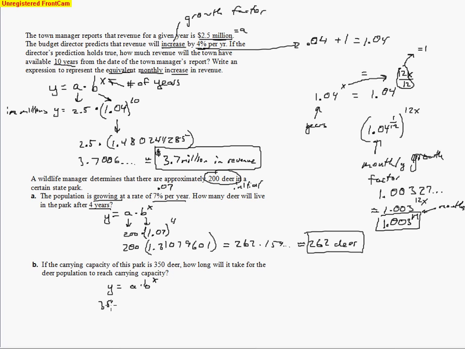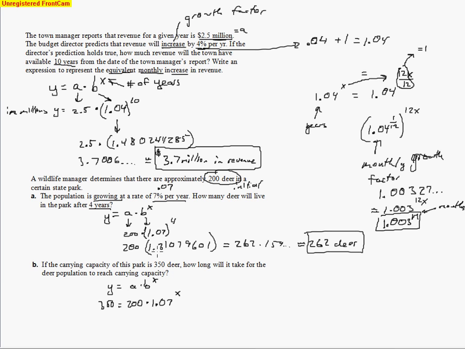We want to find out when it is going to be 350. We know what A is also. A is the initial amount of 200 deer. And we know B. B is the growth factor, 0.07. We just don't know X. There's a way later on, again, to solve for X, but right now we're just going to do some guessing and checking.